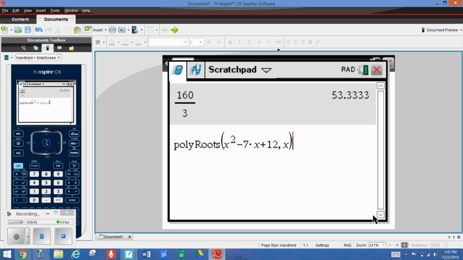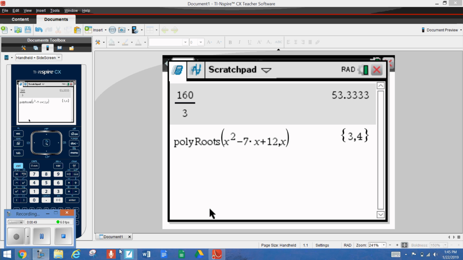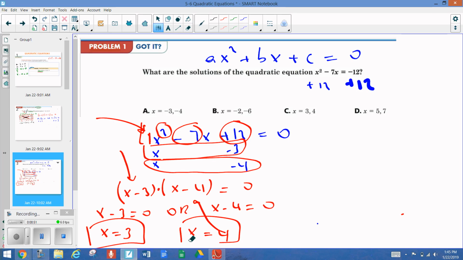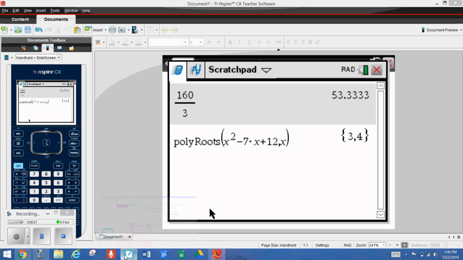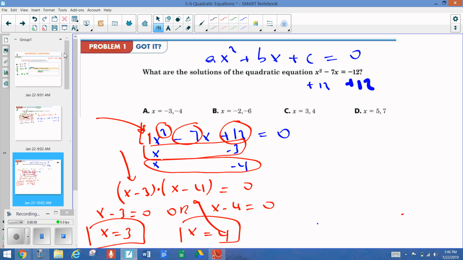What do you need to do? Just enter 3 and 4. Is that the same thing? 3 and 4. That is right. This is the way we use calculators. Okay, next question.